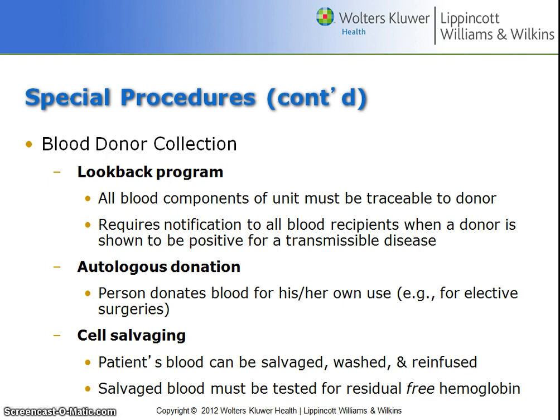Autologous donation is when a person donates blood for his or her own use. As if they're going to have surgery, they can do this before the surgery. There's also cell salvaging. You could read about that.